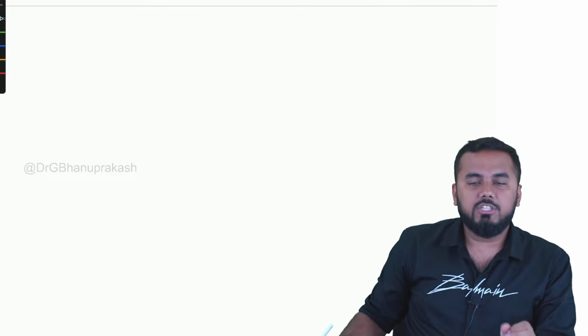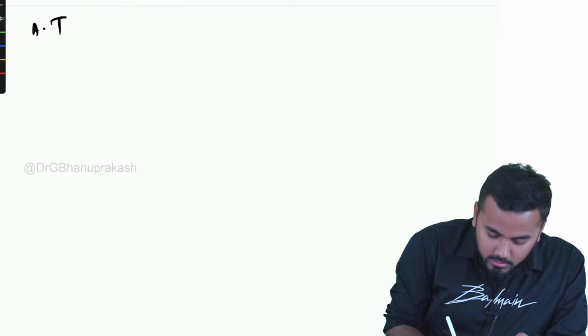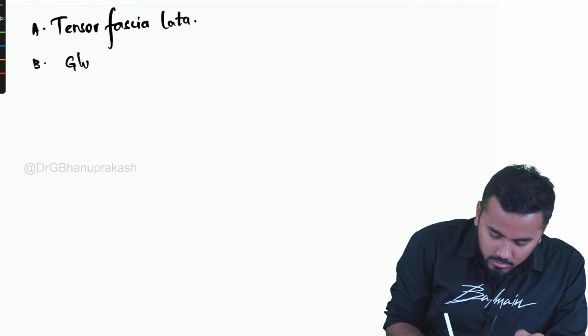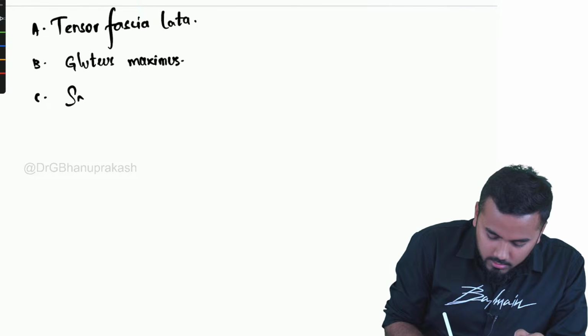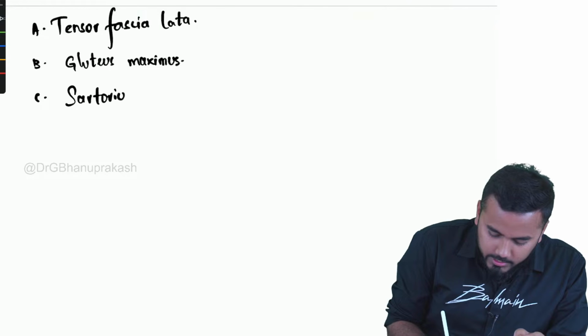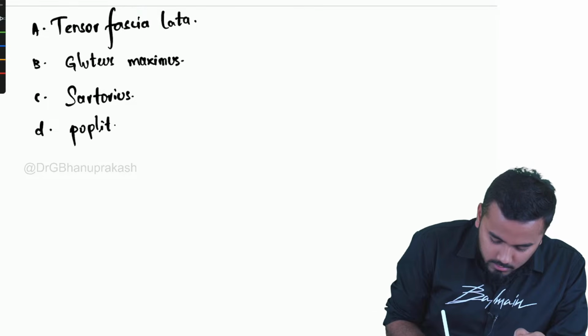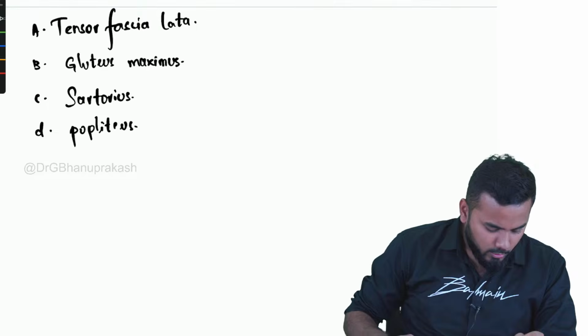There was a question: which is the longest muscle of the body? The options which they gave were: option A, tensor fascia lata; option B, gluteus maximus; option C, Sartorius; option D, popliteus. What will be your answer?